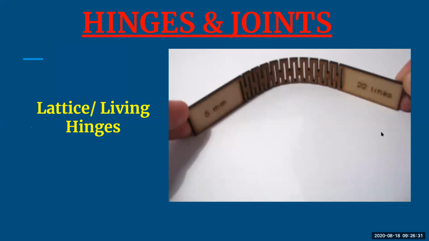Next is hinges and joints. There is also another way to use your laser cutting to create 3D objects from flat materials. Okay, so the very first is your lattice or living hinges. Here you can see these hinges, which are very flexible in nature. You can easily flex around them with the help of the notches or cuts which are there in it.